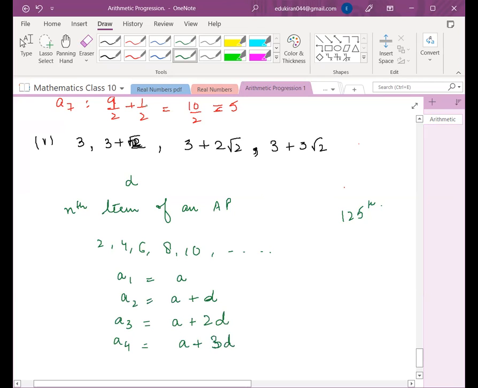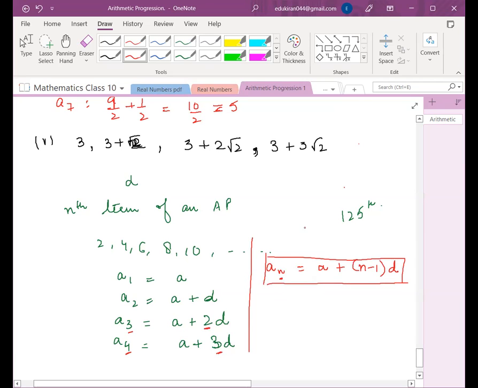If you look at this very carefully, when I have 4 here, I have a 3 here, one less than this. If I have a 3 here, then I have a 2 here. So I can write the general term: the nth term will be A plus (N minus 1) into D. If I have an N here, I'll have an N minus 1 here. Clear? Yes, ma'am. So this is the formula for the nth term of an AP.